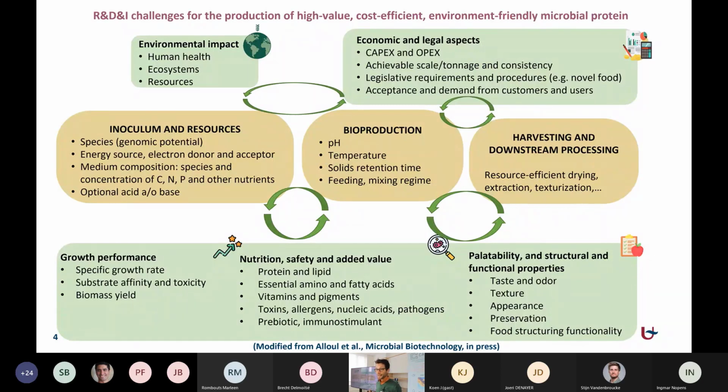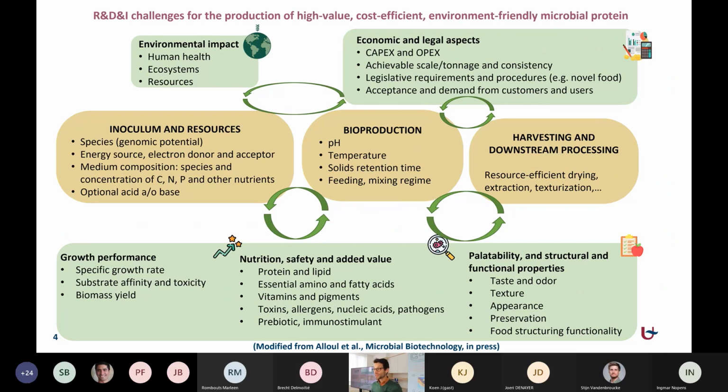We do RD&I, and we focus on several domains. So at the core, of course, we have our bioprocess. We have the choice of inoculum and resources, how we bioproduce, under which operational settings, in which reactor configuration, and then how we do the harvesting and downstream processing. So in the middle, you see all the technological choices that we can make, and we check this with the outcome and the key performance indicators that you can see here.